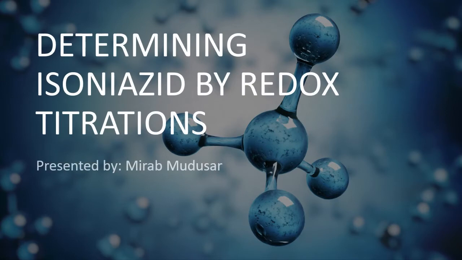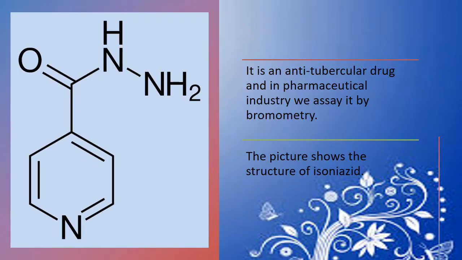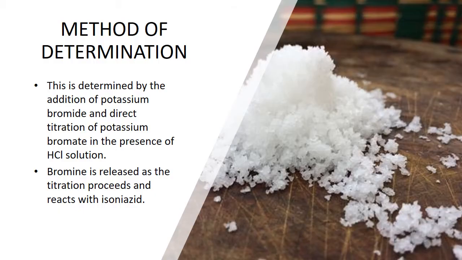Assalamualaikum, I am Neeraj Mudassar and I will discuss determining isoniazid by redox titration. Isoniazid is basically an anti-tubercular drug, and in the pharmaceutical industry we assay it by bromometry. This picture shows the structure of isoniazid. Here is the method of determination of isoniazid.